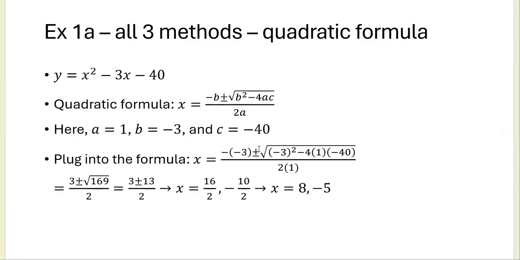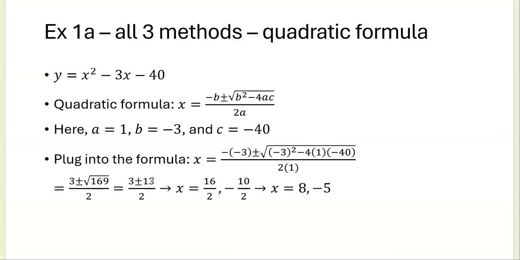Ooh, we got to simplify this. This becomes a plus 3. This becomes a positive 9. This is positive 160. So 160 plus the 9 is 169. So the bottom is just 2. What's the square root of 169? Ooh, do we know this? Hopefully we do. That is 13.